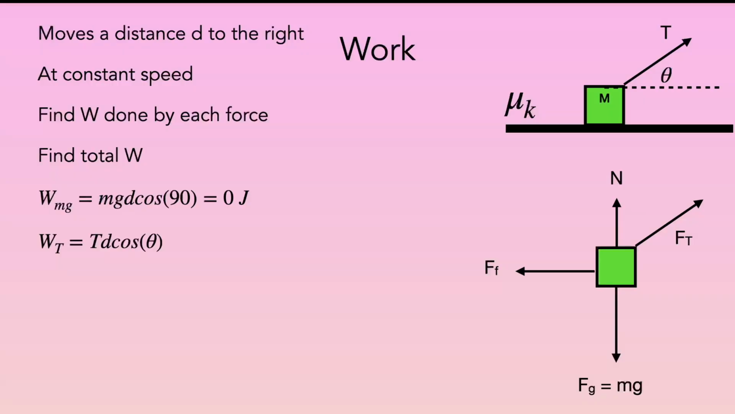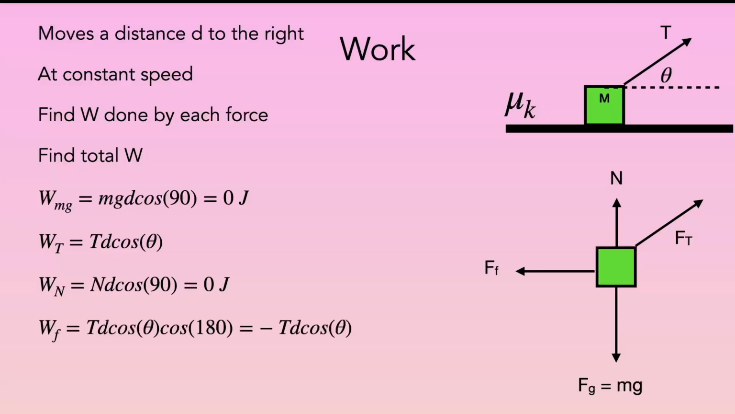If we do the work done by tension, the force is T, the displacement is D, so it's T D cosine of the angle in between them. That happens to be the theta that's shown in the picture. Okay. Normal force is also perpendicular to D. So N D cosine of 90 is 0 joules. So gravity and the normal force do no work on this. We'll see why when we get to the work energy theorem. Or I should say, we'll see why that makes sense. And then finally, friction.